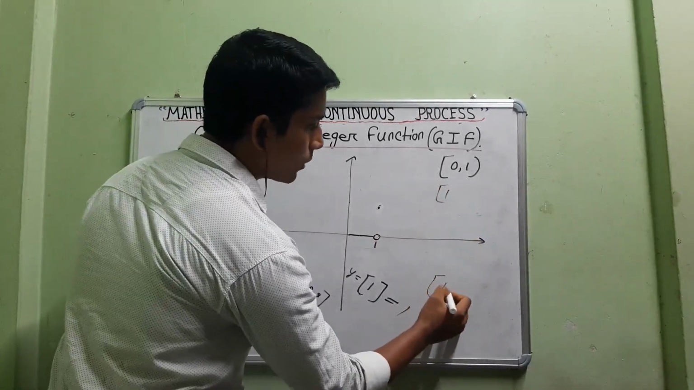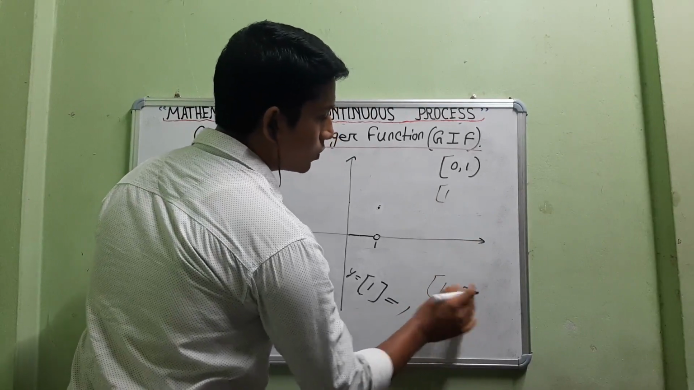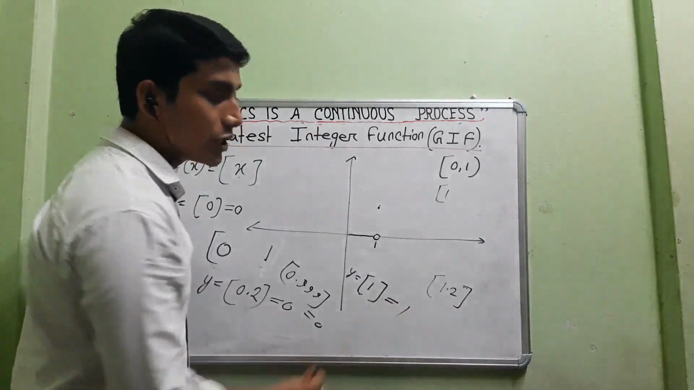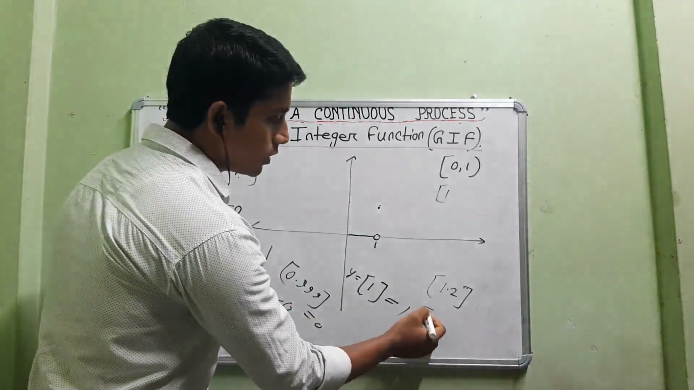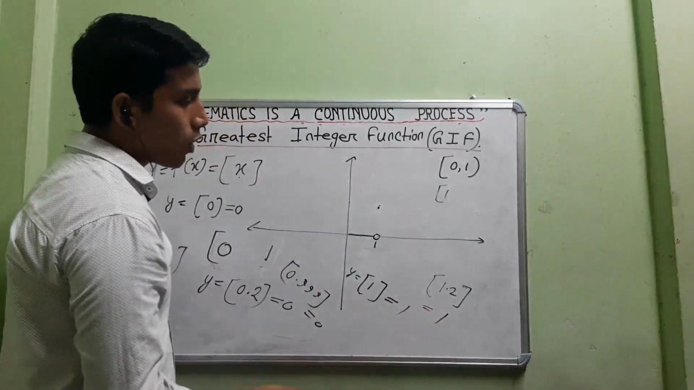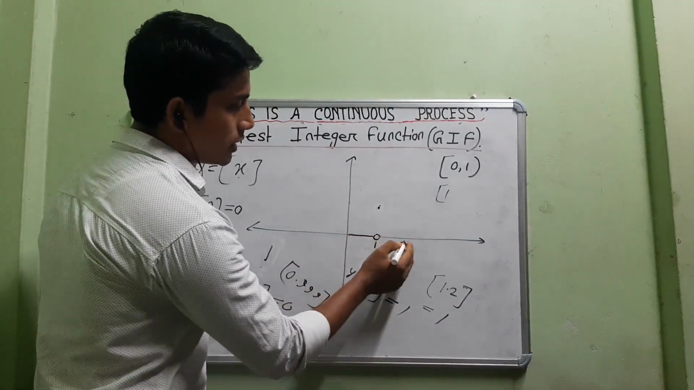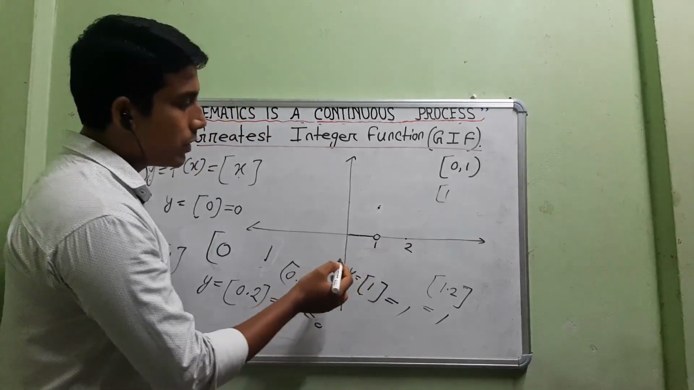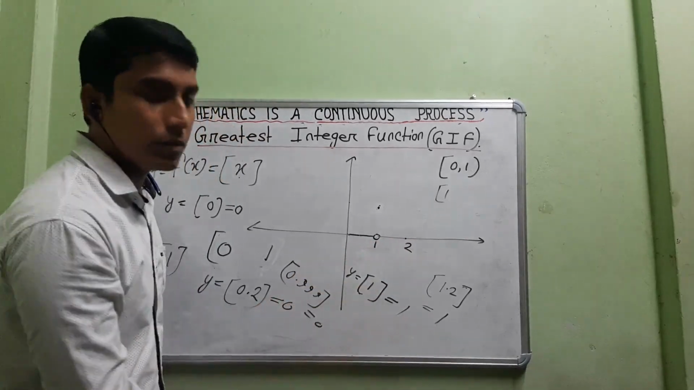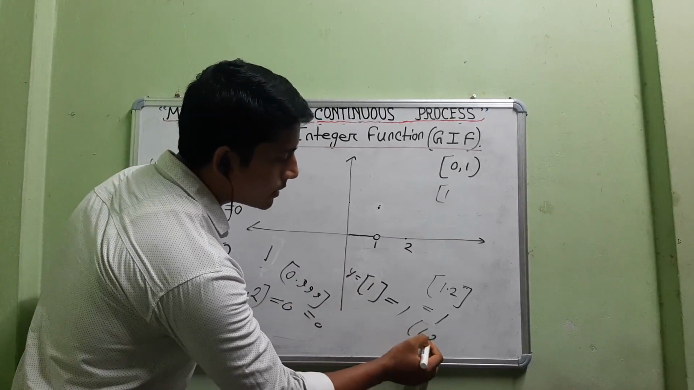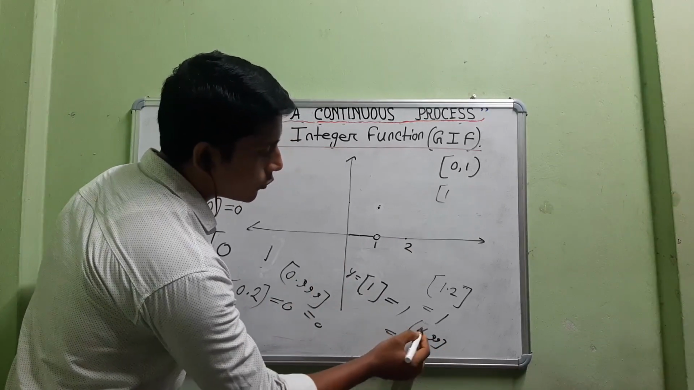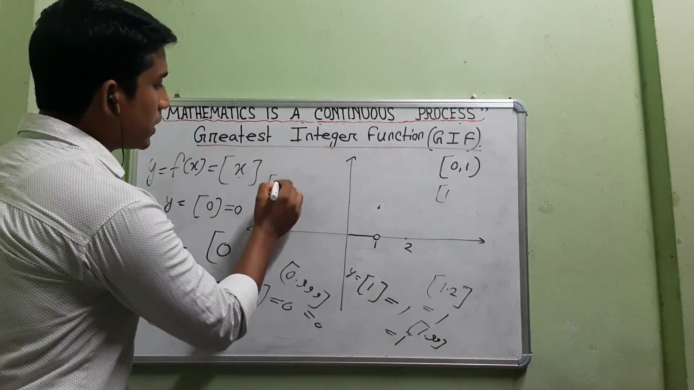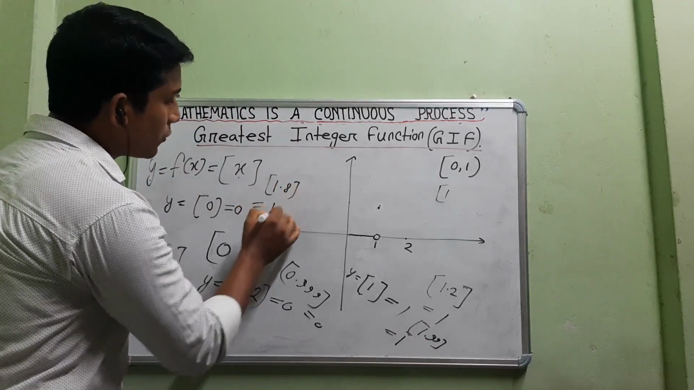Now suppose I have taken 1.2. Box of 1.2, this one will give you what? Greatest integer less than 1.2, so it is 1. If you increase the values from 1, before 2, all the values will be 1 only. If you take 1.99, box of 1.99 is also 1. If you take 1.8, that will also give you 1.